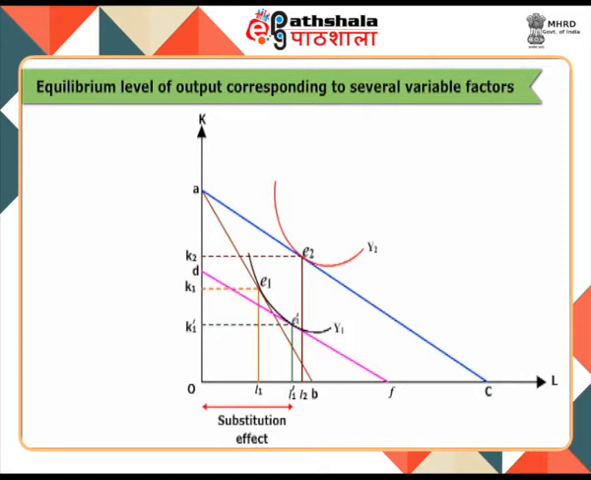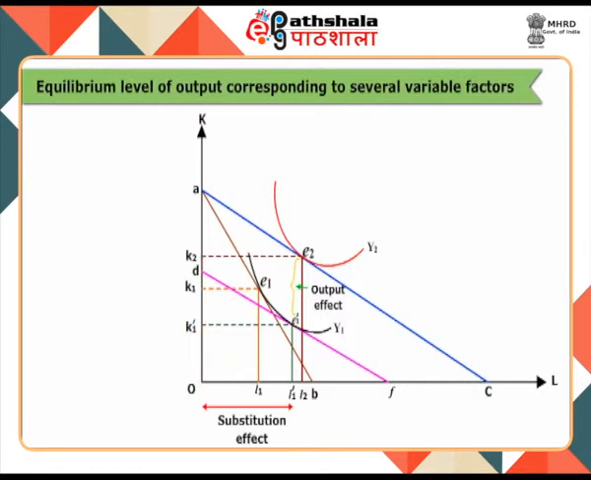Next, the movement from E1 dash to E2 is explained by the output effect. The output effect arises because of the parallel shift of isocost line DF to the isocost line AC. It reflects the fact that at the same expenditure, the firm hires more of both capital and labor and is able to produce a larger output. This is shown by the rise of labor from OL1 dash to OL2 and the increase in capital from OK1 dash to OK2.